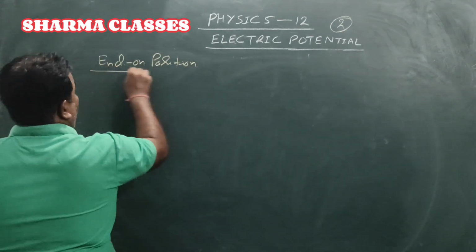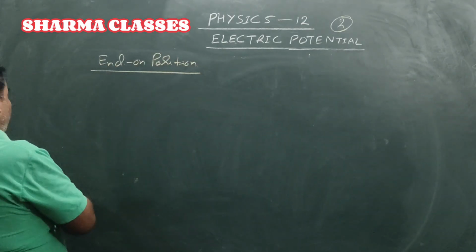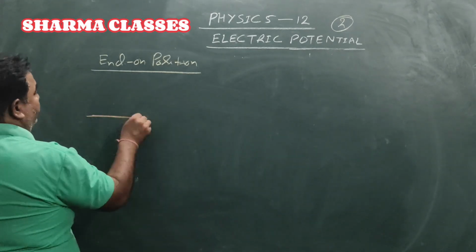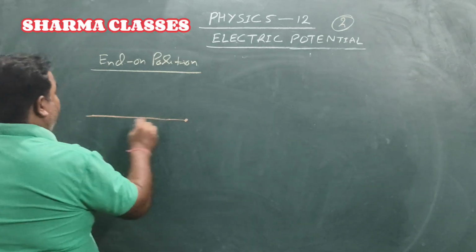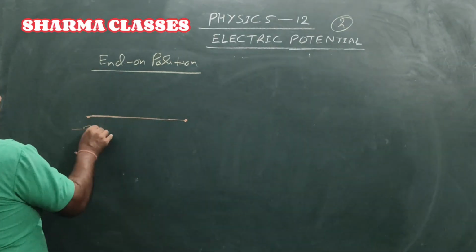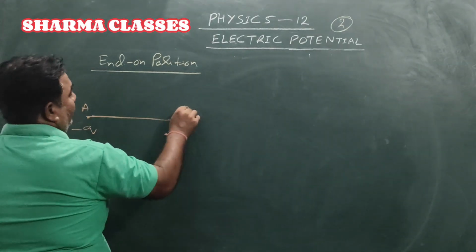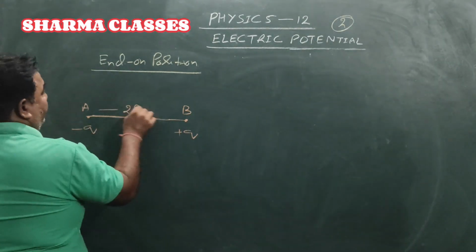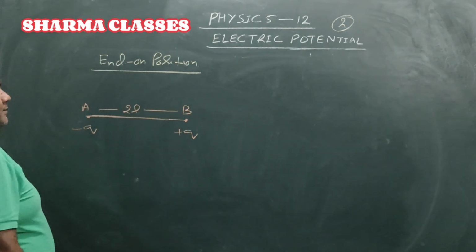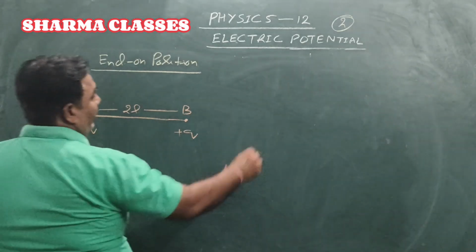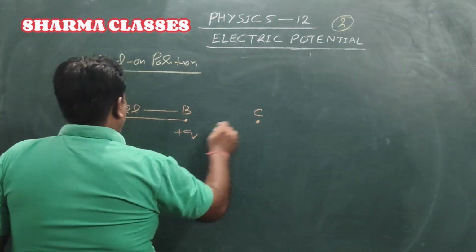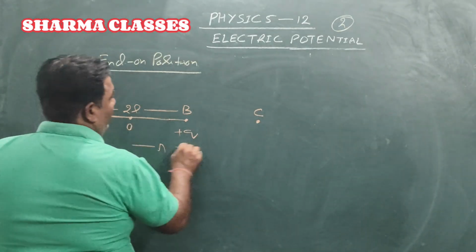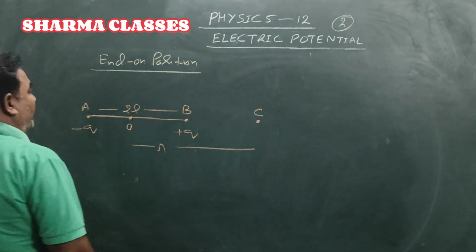End-on position, on the axis of the dipole. Suppose AB is an electric dipole, which is made of minus q and plus q charge, and the distance between them is 2L. It is placed in a medium whose dielectric constant is K, and C is any point at a distance R from the middle point O of the dipole, at which we have to find the electric potential.